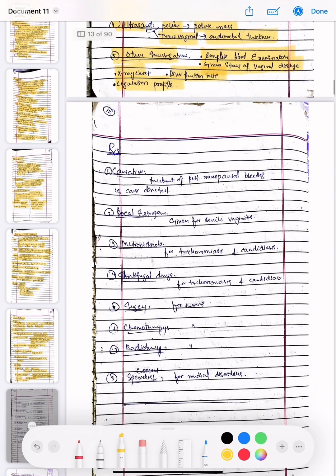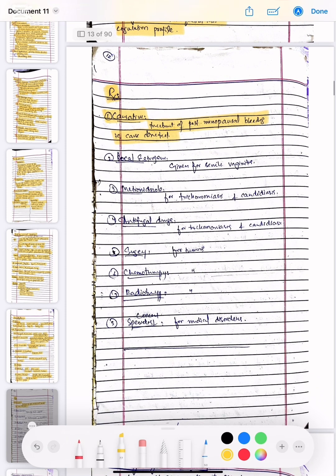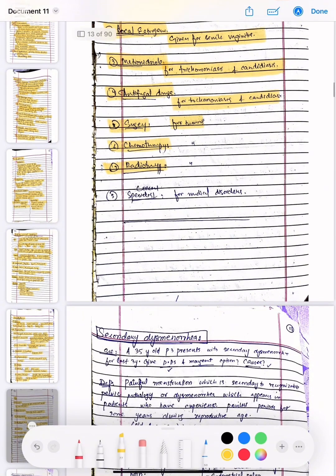profile. The treatment options for postmenopausal bleeding are causative, that is, treatment of postmenopausal bleeding is cause directed. Local estrogens are given for senile vaginitis. Metronidazole is given for trichomoniasis, and antifungal drugs are given for candidiasis. Surgery, chemotherapy and radiotherapy are done for tumors. Then the specialist is consulted for medical disorders.